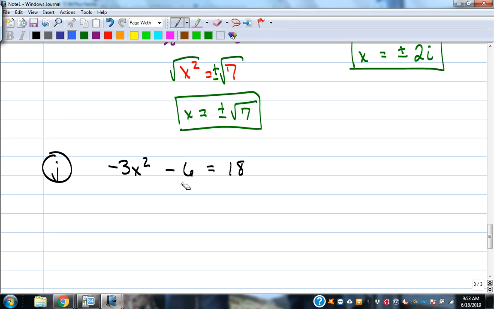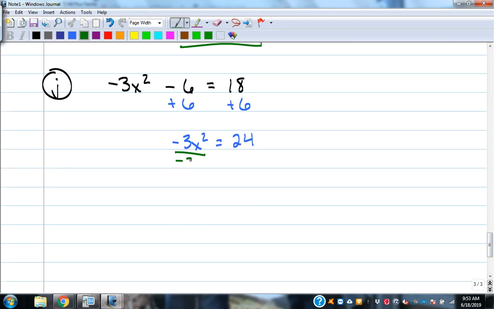So I see this minus 6 here. I'm going to get rid of it by addition. That's going to give me negative 3x squared is equal to 24. And then the next step, I got this negative 3 that's here that's in the way, so I need to get rid of that by division. It gets me x squared is equal to negative 8.